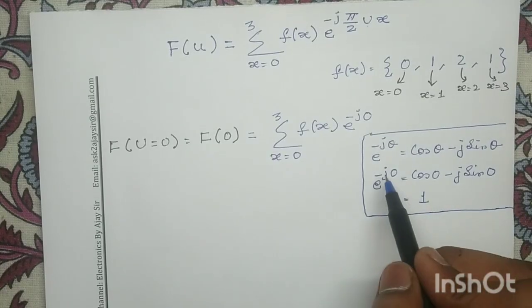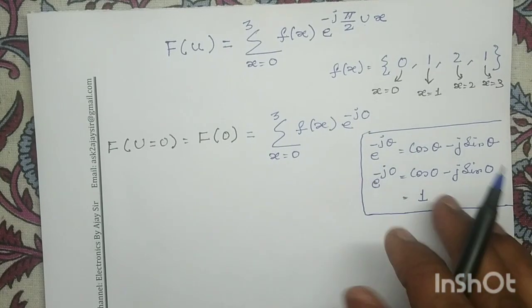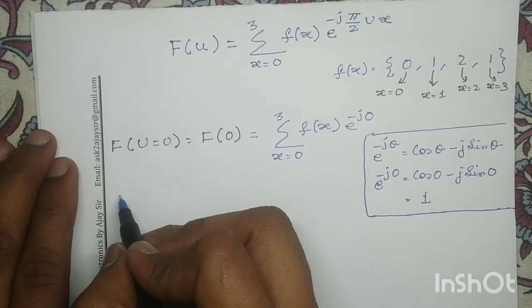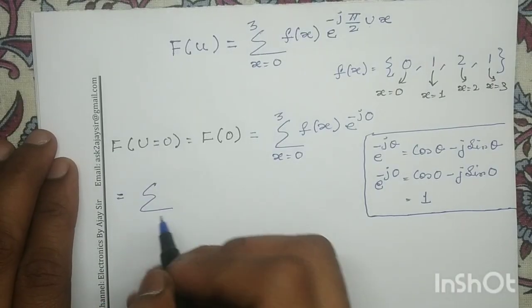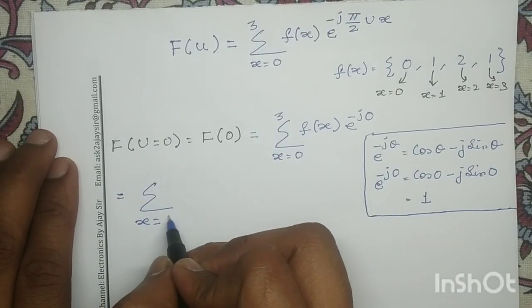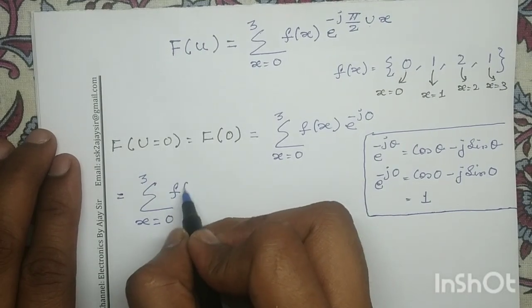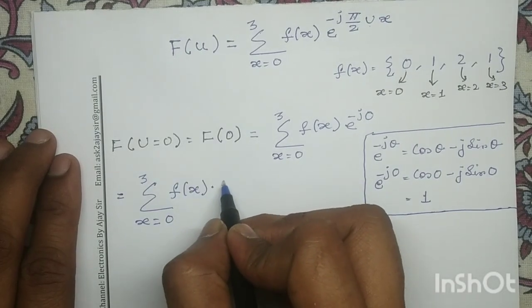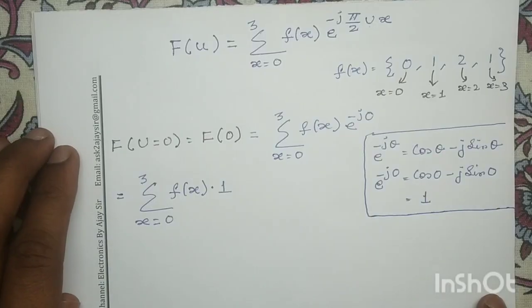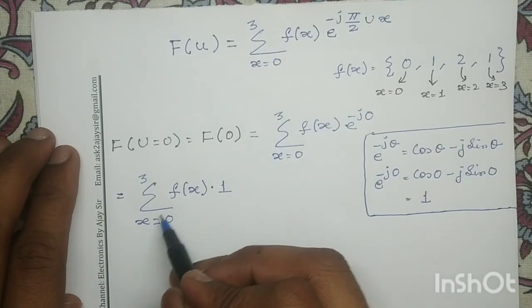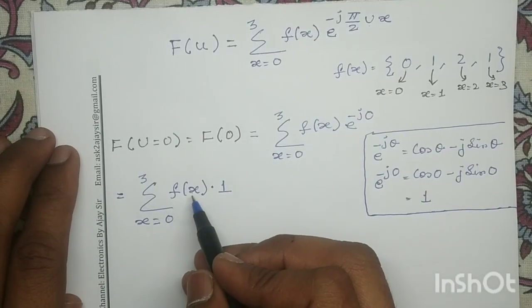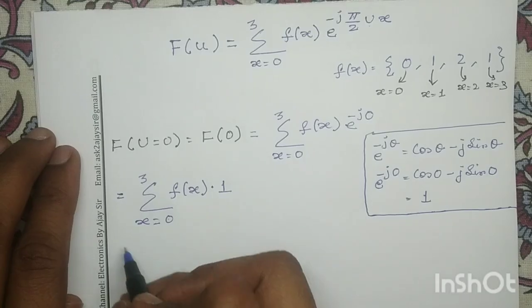So in place of e to the power minus j 0, here we will substitute 1. So the expression becomes summation x equals 0 to 3 f of x into 1. Now we will open this summation for x equals 0, for x equals 1, for x equals 2, and for x equals 3.